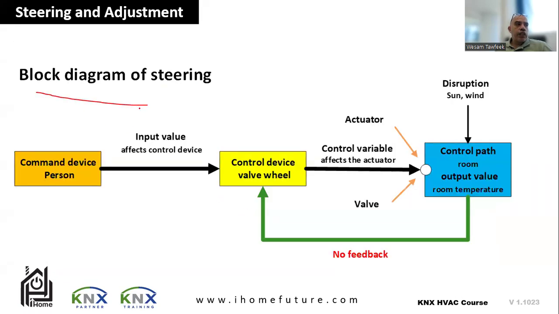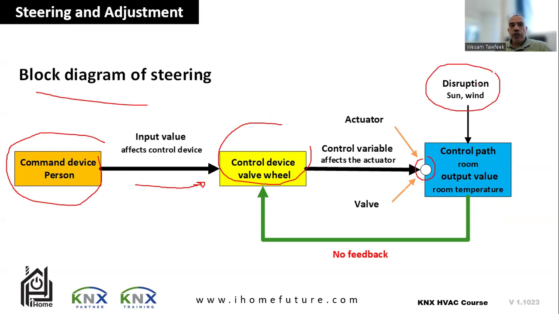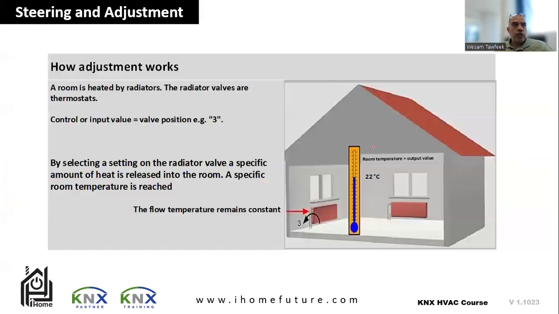Let's get another way. A block diagram of steering in a very simple way. I have a command device, a person, let's say myself. I give an input value. The input value sets the control variable, and then the valve is opened to a specific value. Then the disruption comes, like the sun, the wind, the clouds, the external temperature, but there is no feedback, so my value is not changed. Whatever input or command I made is not getting feedback from the external. This is why it's steering. It's one direction I'm going.